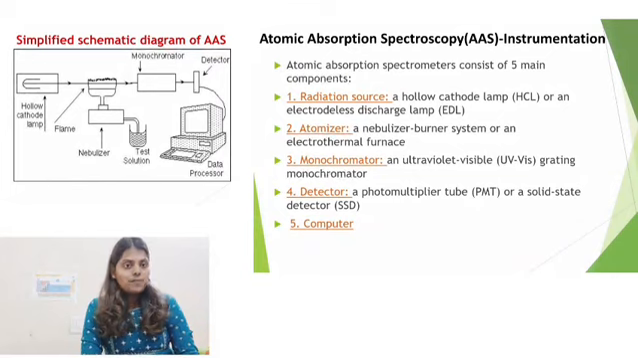Instrumentation of atomic absorption spectroscopy. Majorly, there are 5 components in the instrumentation. The first one is the radiation source, then the atomizer, monochromator, detector, and the computer.